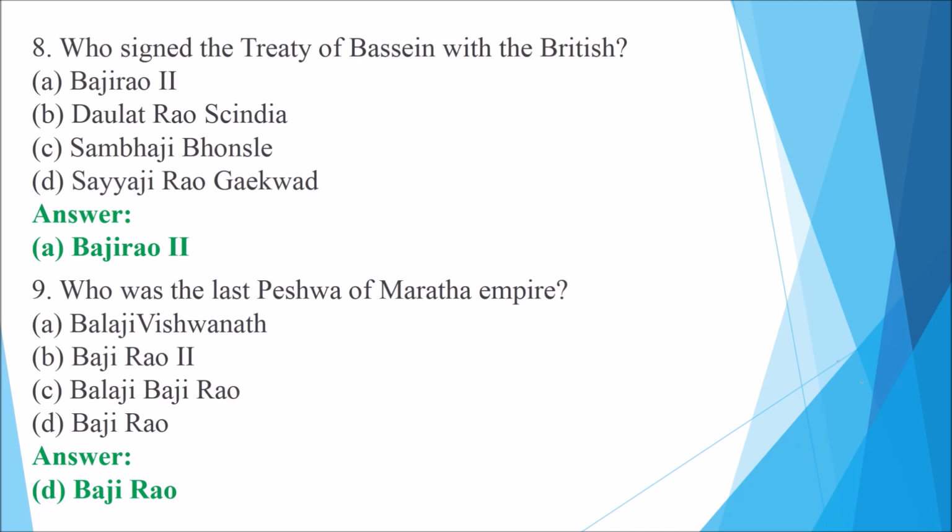Question number 8. Who signed the Treaty of Bassein with the British? Option A, Baji Rao II. Option B, Daulat Rao Scindia. Option C.